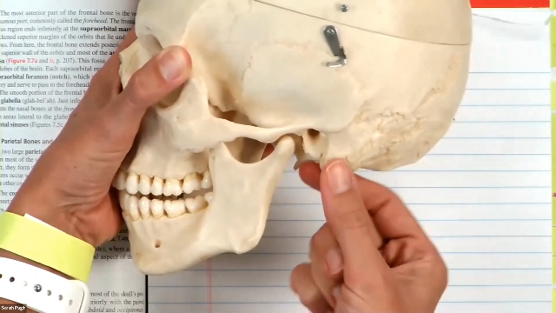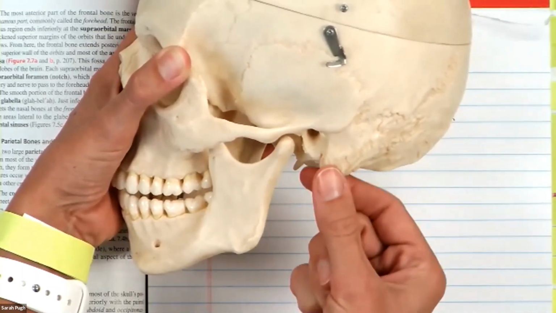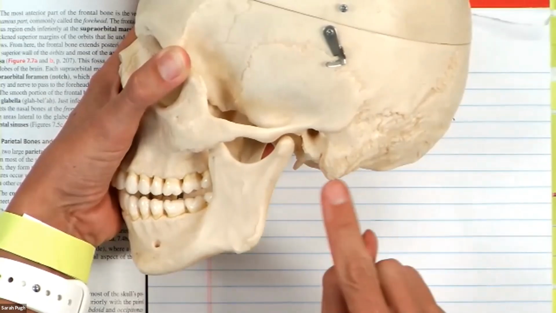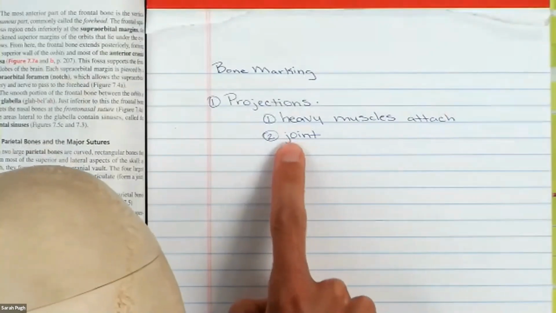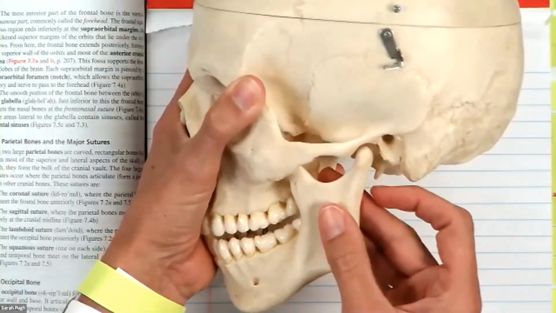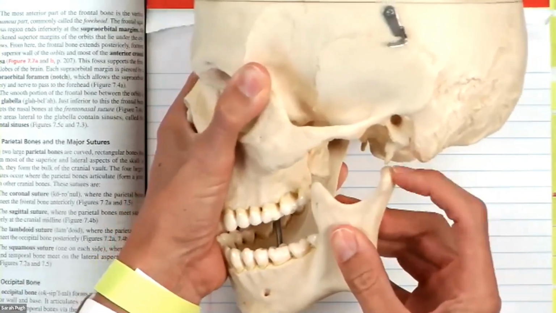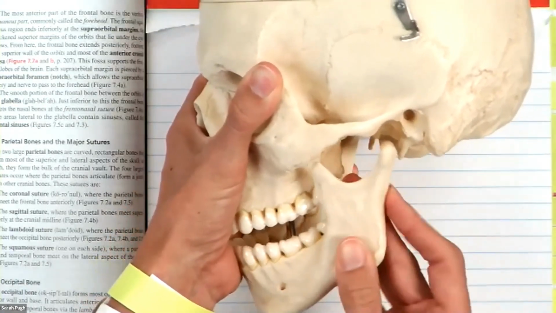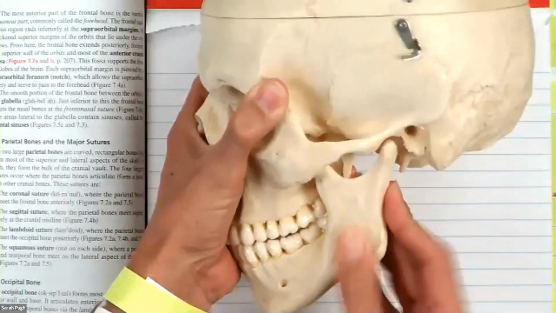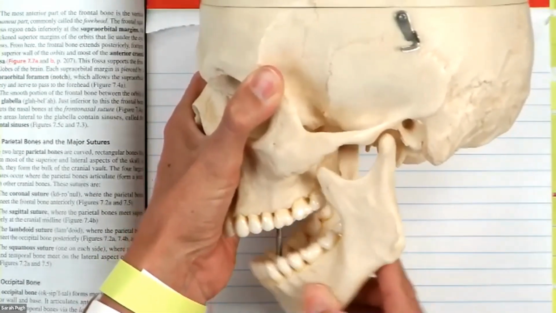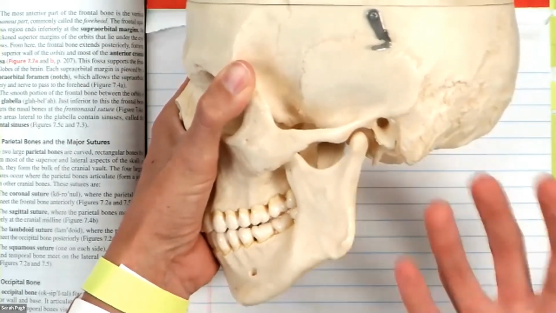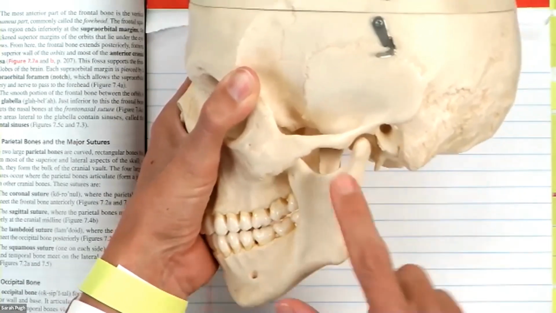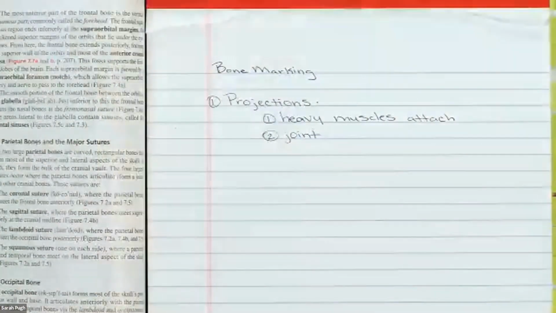This is here because you've got a big muscle that's constantly pulling on it, causing the bone to grow away from itself. Now, the other reason you can have a projection is because you form a joint. If you look right here on the mandible, do you see this big projection? It's forming a joint with the temporal bone, where those two bones are coming together. So you'll have a projection because big muscles attach or because you're forming a joint at that location.